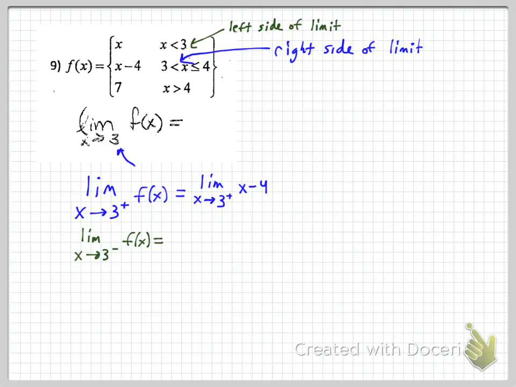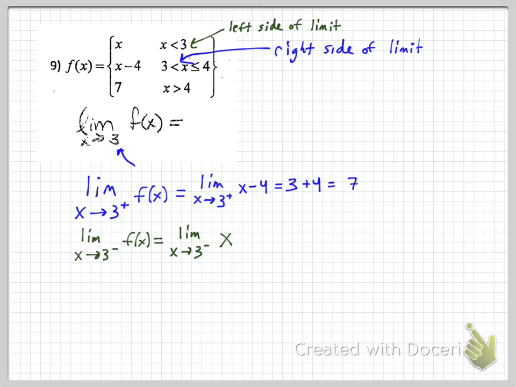Now that I have that, I can just substitute in the 3 because there's no problem with substituting a 3 in here. Now notice, this is a 3, not a 3 with some other kind of special plus up there. It is positive 3, but it's just 3 that I'm going to substitute in. So I substitute in the 3, and I get 7. That's the value that the piecewise function is approaching as you approach 3 from the right.